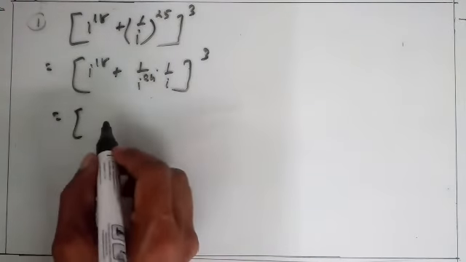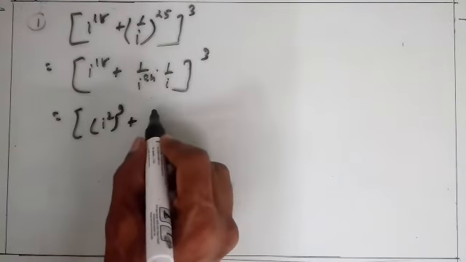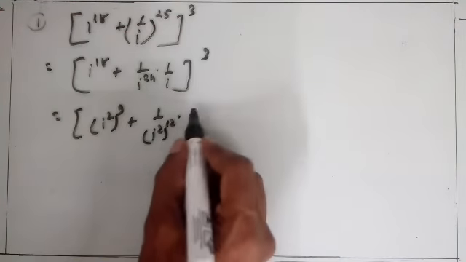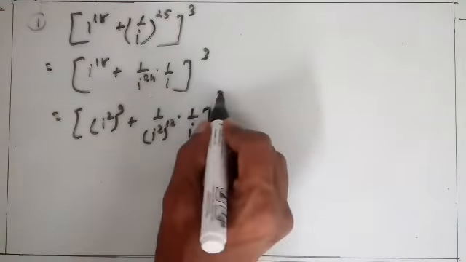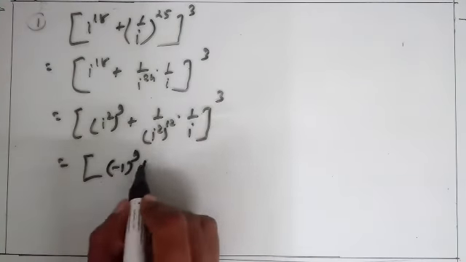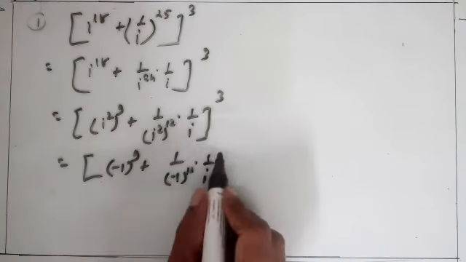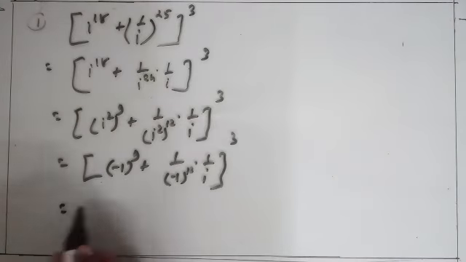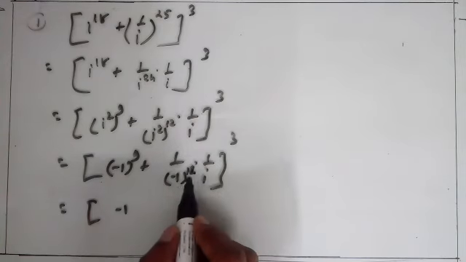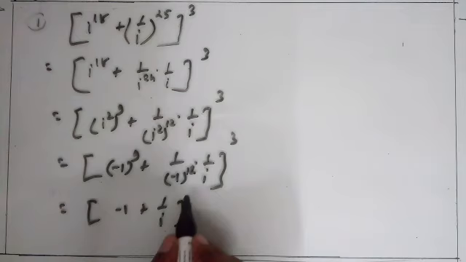So i raised to 18 changes into base i square form, i square raised to 9, plus 1 upon i raised to 24, that is i square raised to 12, into 1 upon i raised to 3. Clear? We know that i square equal to minus 1, so minus 1 raised to 9 plus 1 upon minus 1 raised to 12 into 1 upon i raised to 3. So minus 1 raised to 9 becomes minus 1, minus 1 raised to 12 is equal to plus 1, into 1 upon i raised to 3.